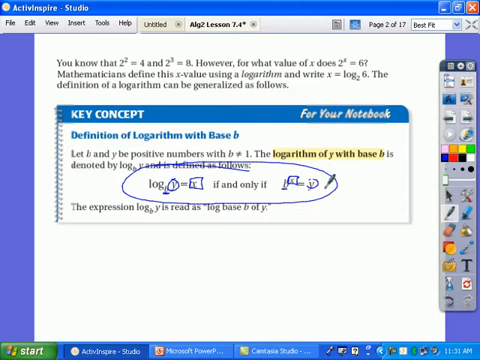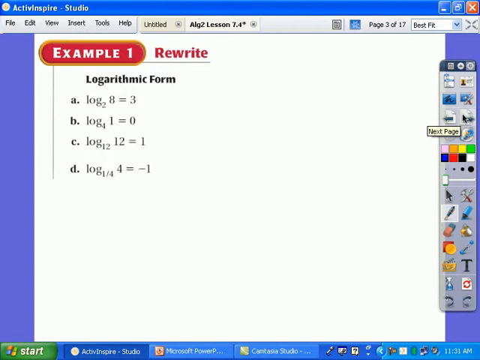So let's see this in application. Again, we're not going to do any math. All we're going to do is rewrite these. These are written as logarithms, and we're going to rewrite them as exponents. So this is log base 2 of 8 equals 3. So this is the base, 2, this is the exponent, to the third power, and it equals 8.